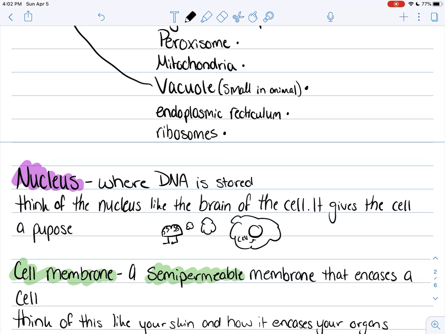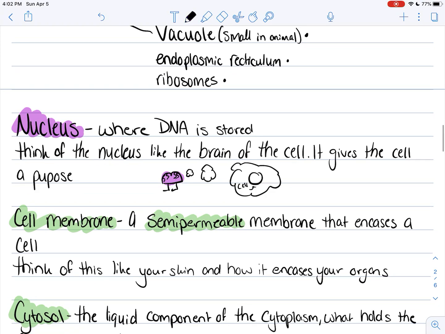If you have brown hair, that's because your DNA says you should have brown hair, so the cells are saying, let's make brown hair. Things like that. If your DNA does not say it's supposed to happen, it won't happen. The nucleus is where that DNA is stored, and the nucleus is what makes things happen.